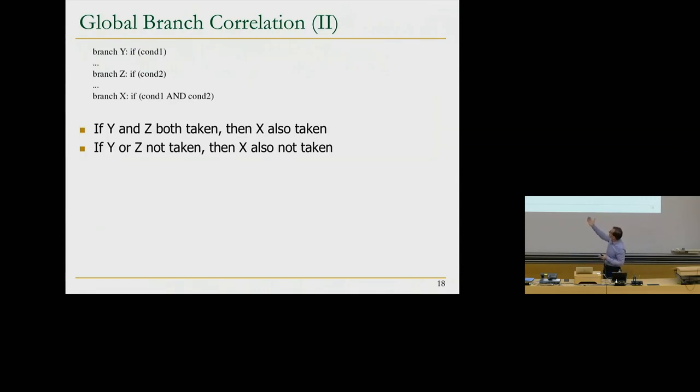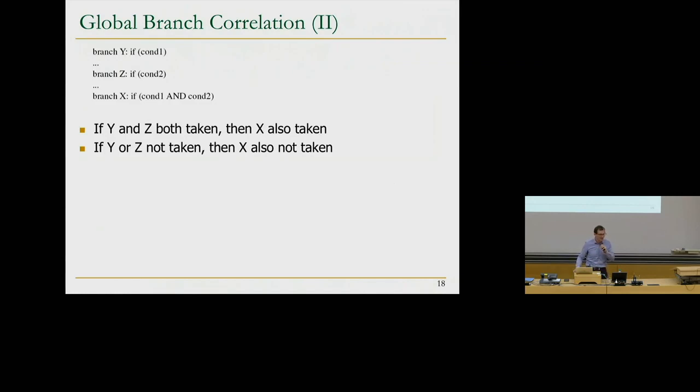There's branch Y and branch Z. They're testing 2 different conditions, and the first one is taken if condition 1 is true. The second one is taken if the condition 2 is true. And the third one tests both conditions, condition 1 and condition 2. So if Y and Z are both taken, then X is also taken. If Y or Z are not taken, then X is also not taken. So there's a very strong correlation relationship between these branches.